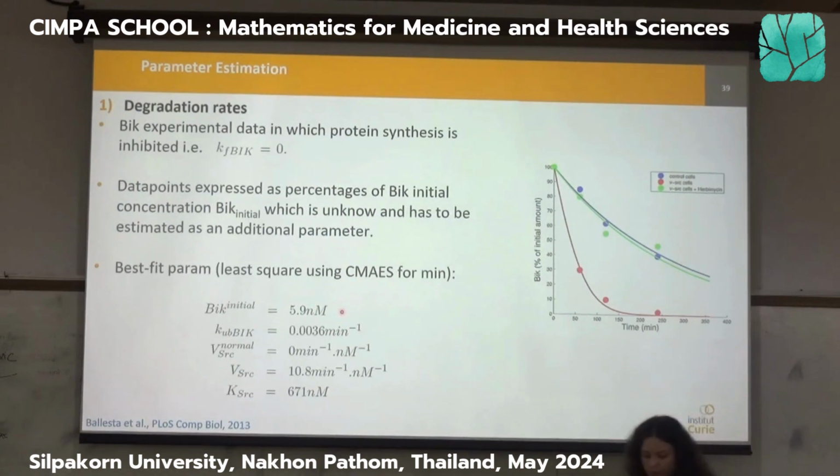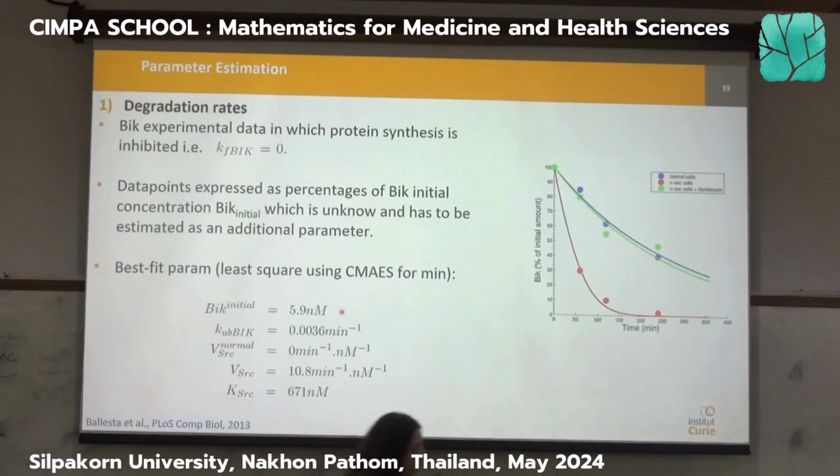Molar, M, is mol per liter. I don't know if you are familiar with that. And nanomolar is 10 to the minus 9.